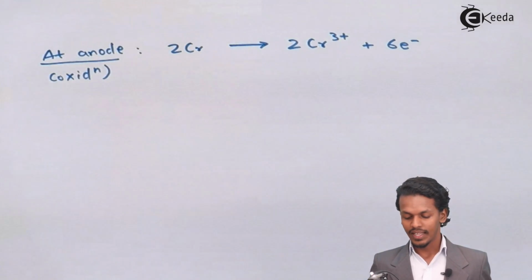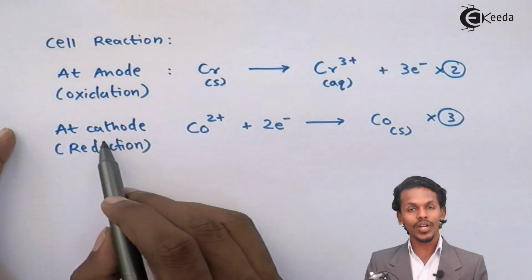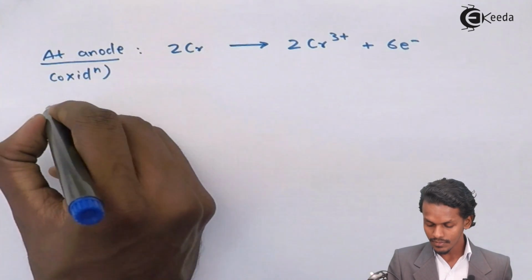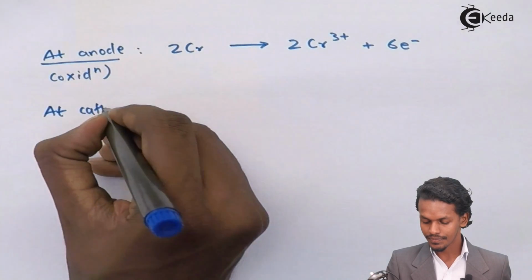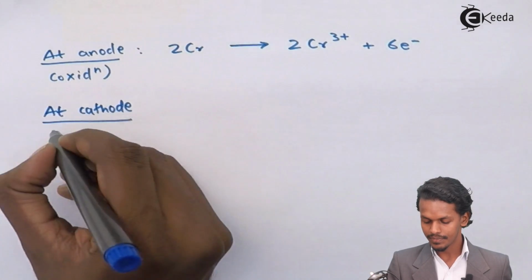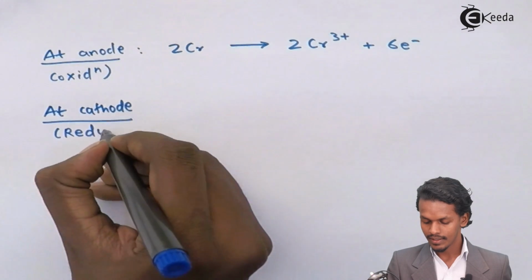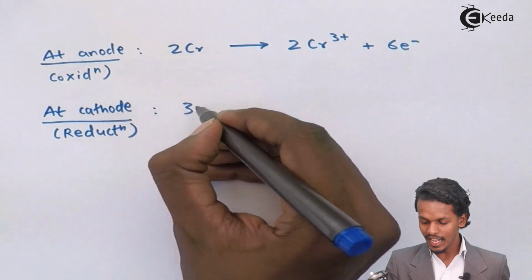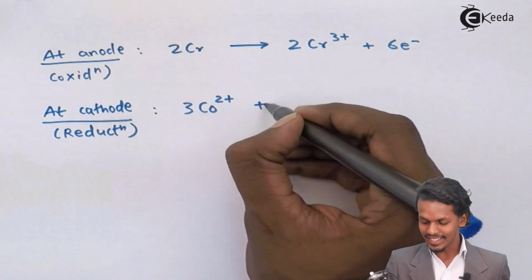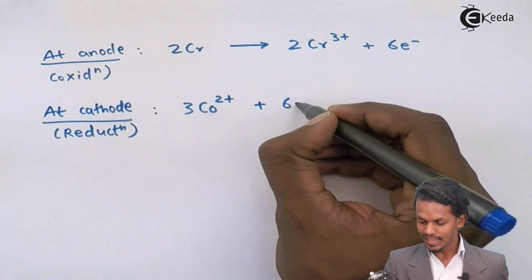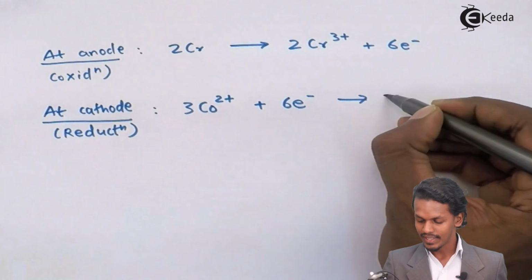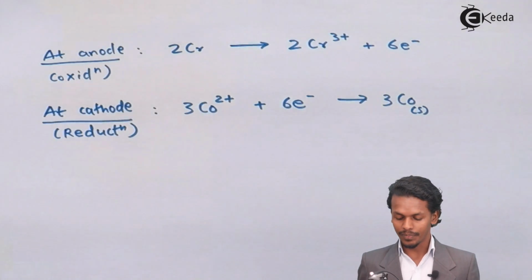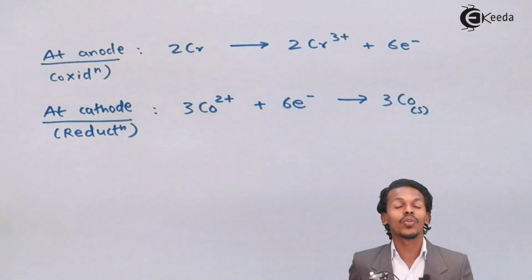of electrons. While in the other case, at the cathode, I am multiplying it by 3. So at the cathode, where reduction takes place, 3 times Co2+ will accept 6 electrons to give 3 times Co in a solid form. So now we could take the overall cell reaction.